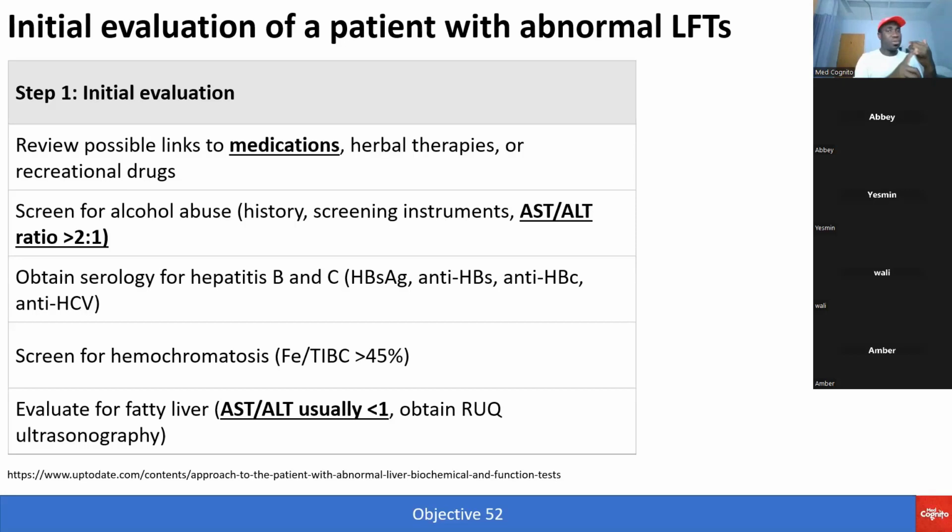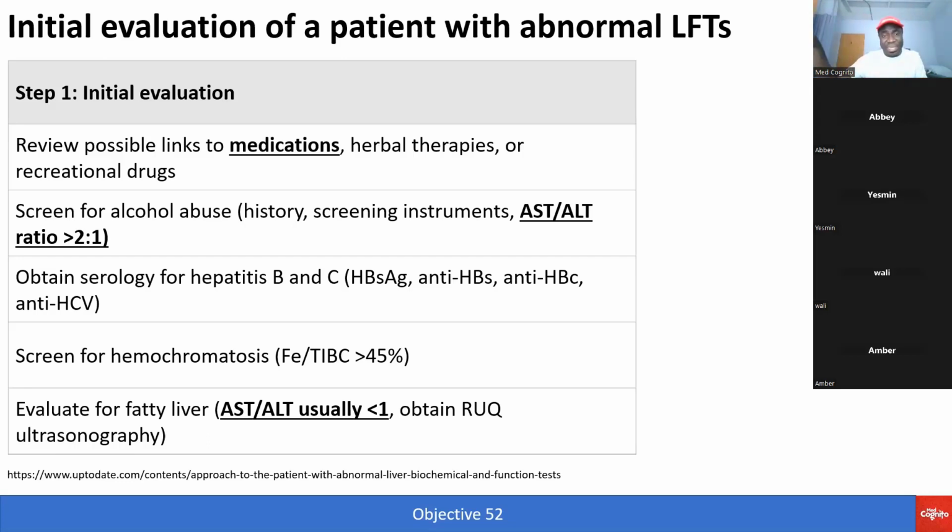So you want to ask about MSM, men who sleep with men, sexual practices, IV drug use, blood transfusion, recent tattoo use. You want to ask about all those things. And then you also want to screen for hemochromatosis. And then come back to the AST-ALT ratio.